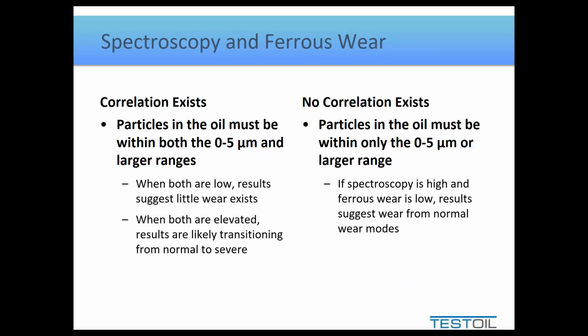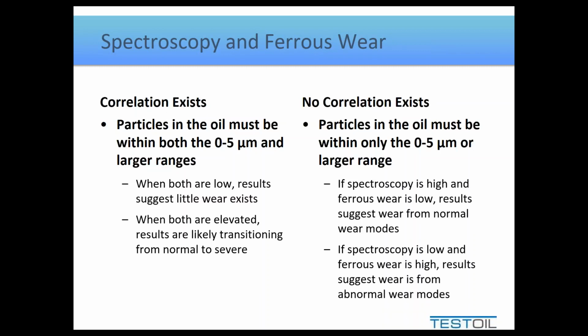If spectroscopy is high, but the ferrous wear is low, then this is suggesting most of the particulate is going to be from normal wear modes and maybe of lesser concern. But if it's the other way around, the spectroscopy is low, but ferrous wear is high, then most of the wear we're seeing is from abnormal wear modes, and that would be considered to be a much more severe problem. And so as you can see, whether we look at spectroscopy and compare it to particle count or compare it to ferrous wear, the same logic applies. It's basically the same sort of philosophy in terms of what that teeter-totter looks like if both are low compared to if both are high, and if only one side of it is high.